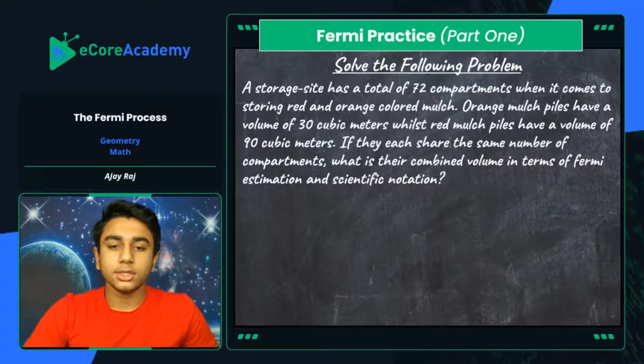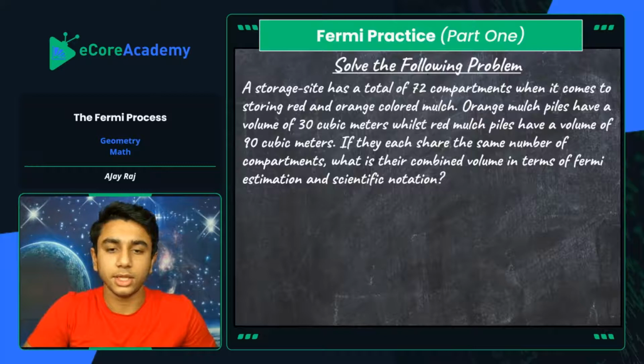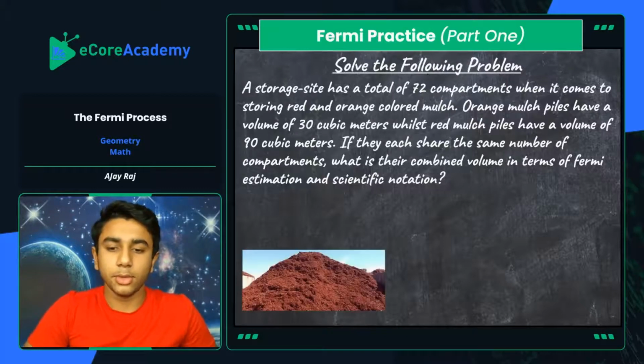The problem says a storage site has a total of 72 compartments, and when it comes to storing red and orange colored mulch, orange mulch piles have a volume of 30 cubic meters, whilst red mulch piles have a volume of 90 cubic meters. If they each share the same number of compartments, what is their combined value in terms of Fermi estimation and scientific notation? So we're going to do first, second, and third level of Fermi, which is also conveying it through scientific notation.